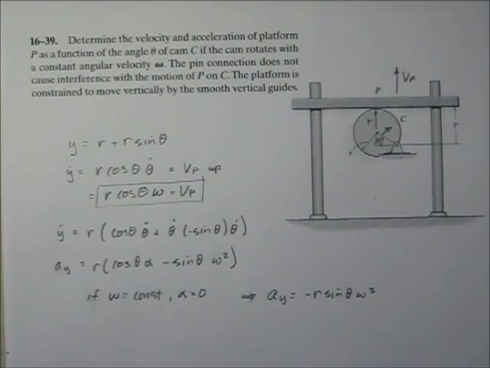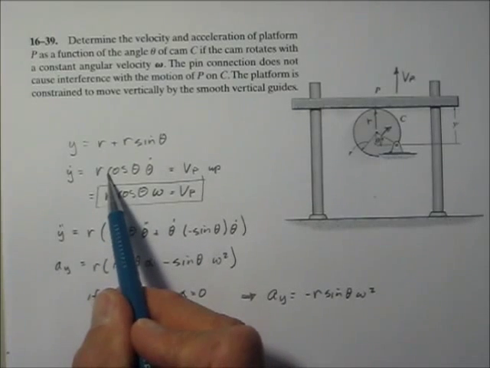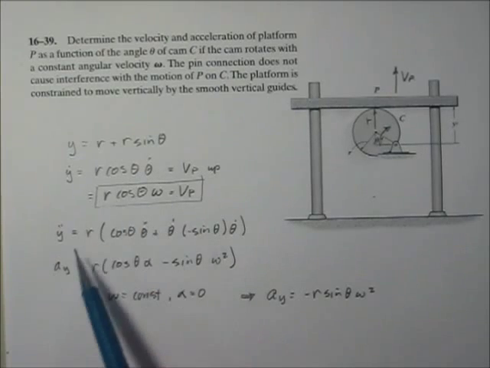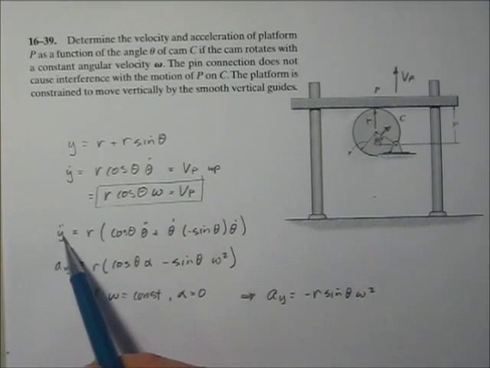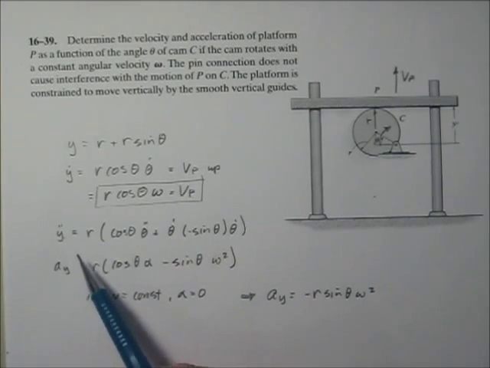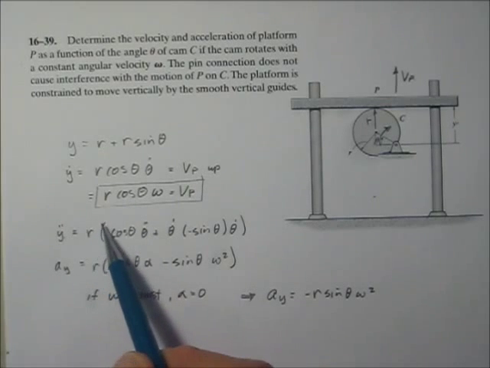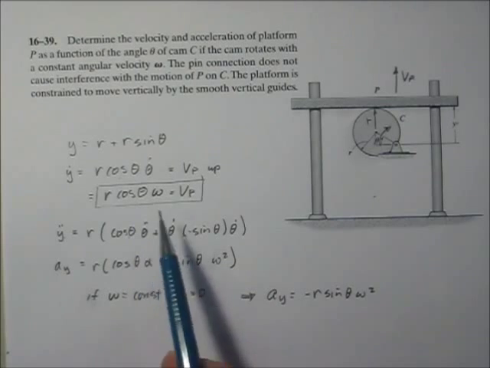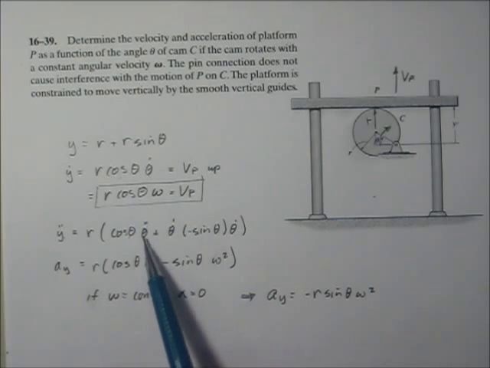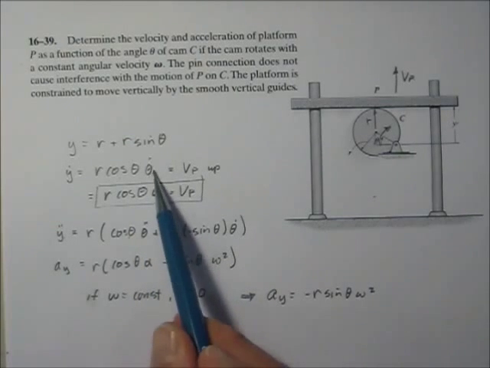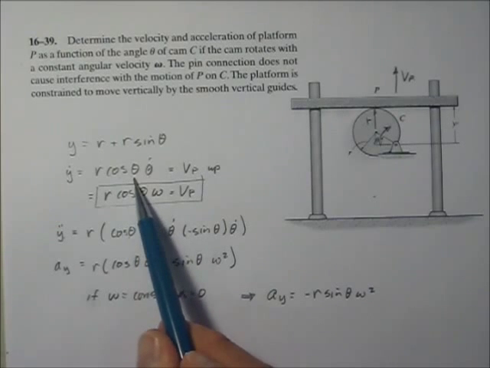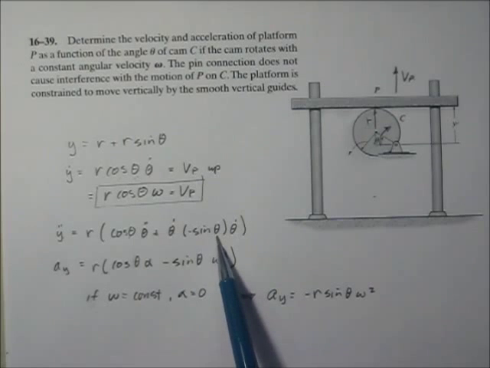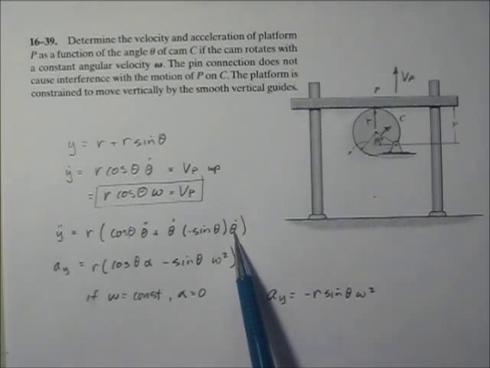All right, if I also want to know the acceleration, I have to go back to this equation and take another derivative. So I have y dot equal to that. Take a derivative again, y double dot. Now here I'm going to have to use the product rule. I'll factor out my r, and I'm going to say that's my u, that's my v. So cosine theta times the derivative of theta dot, which is theta double dot, plus theta dot times the derivative of cosine theta. Cosine theta is a function of theta, so that's going to be equal to the minus sine, and then I have to have another theta dot.